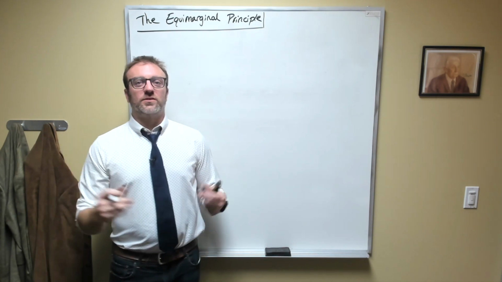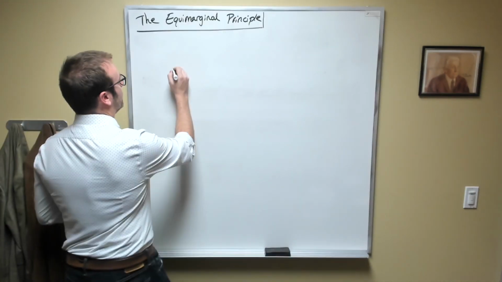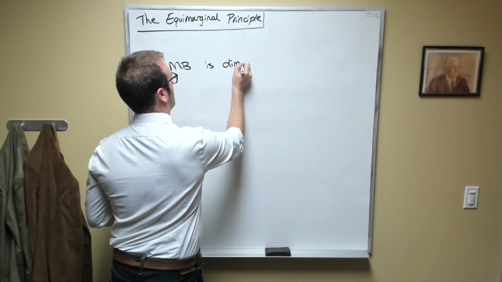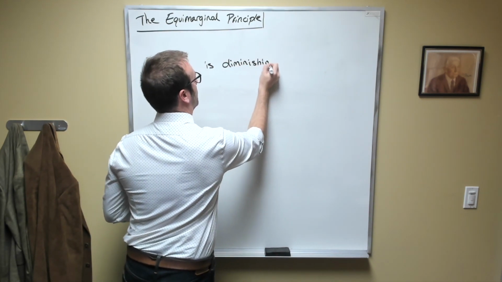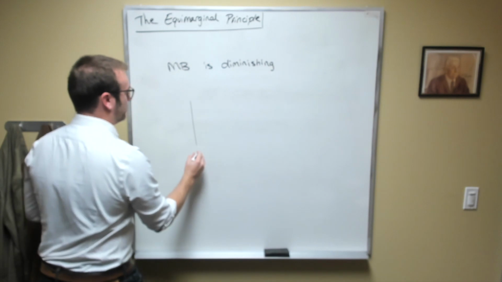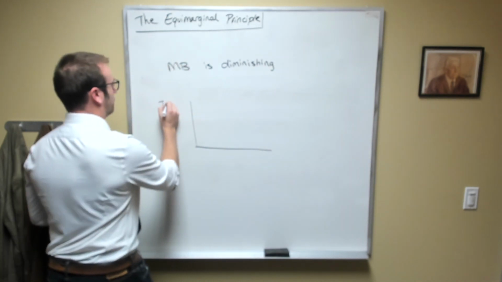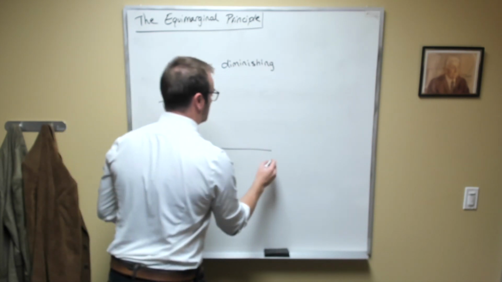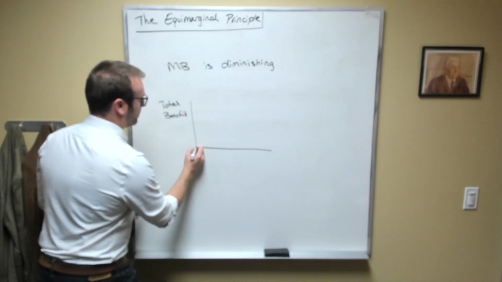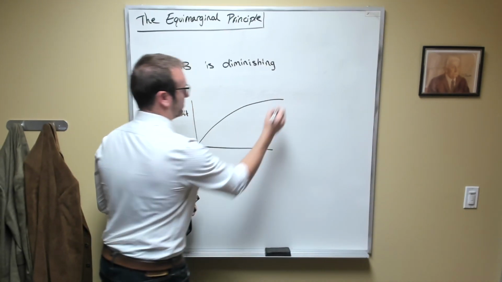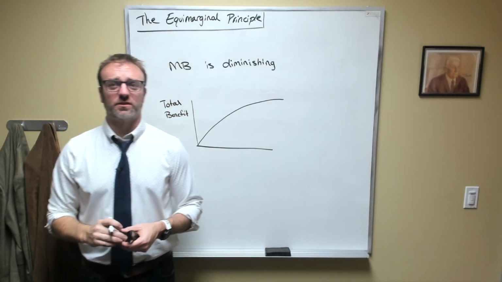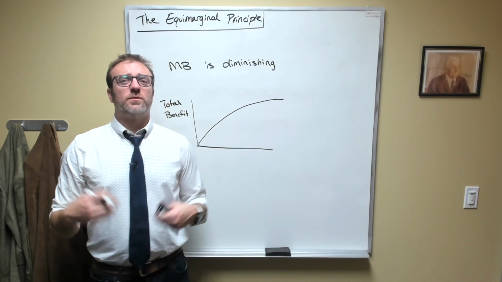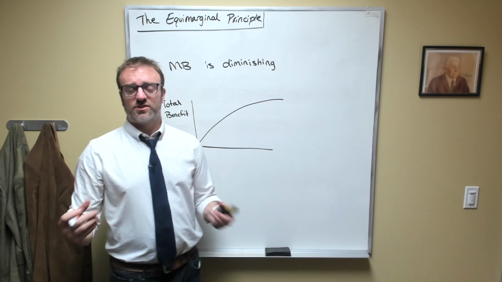So let's start with a basic recognition. And we're going to say that the marginal benefit of anything is diminishing. In other words, as you get more of something, the total benefit will be increasing at a decreasing rate. In other words, it's going to look something like this. Now this is true of basically all of life. The first unit of whatever we're talking about is almost always more valuable to us than the second unit.